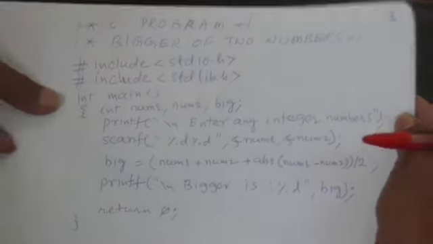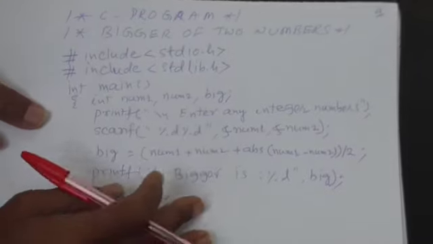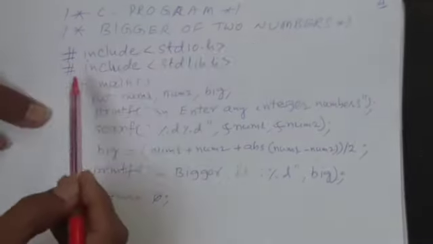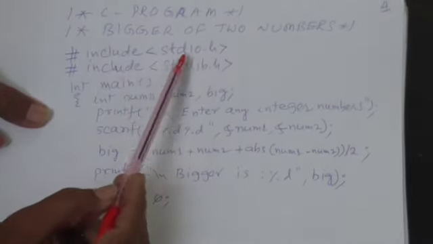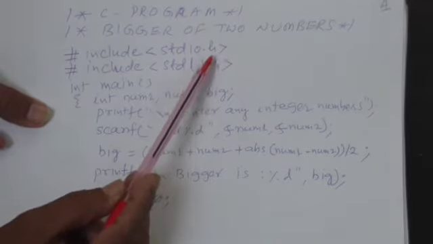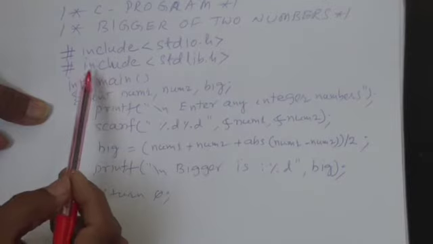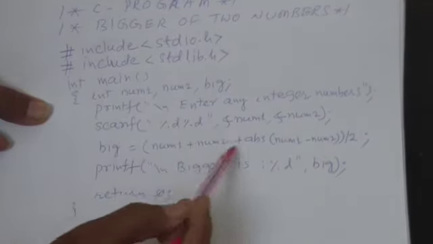If you see the program, a C program for the bigger of the two numbers. As usual, you include stdio.h for dealing with the standard input-output functions, and include stdlib.h. This is for calculating the absolute value.